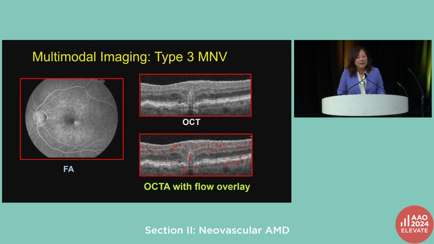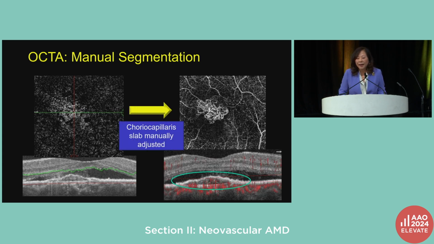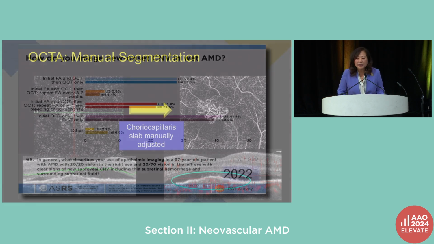Multimodal imaging, such as combination of fluorescein angiogram, structural OCT, as well as OCT angiography with flow overlay, will give us functional information showing the activity of choroidal neovascular membrane. However, we often do not use OCTA in the clinic because this is what we often get in the clinic. And it's only after we spend more time afterwards with manual segmentation that we get these beautiful images. And as a result, we often do not use it in busy clinics.